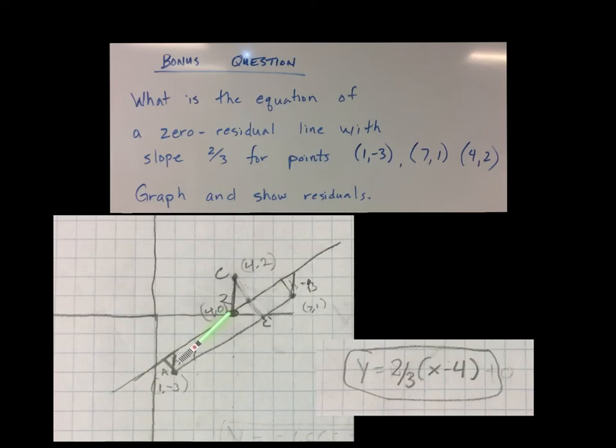I just want to make sure you understand what a residual line is and a zero residual line is. Once you have that, you can find that point, (4, 0), and you can plug it into point slope form where this is your x, and then there's a y at the end, but since it's plus 0, we don't need it. Make sense? Okay.